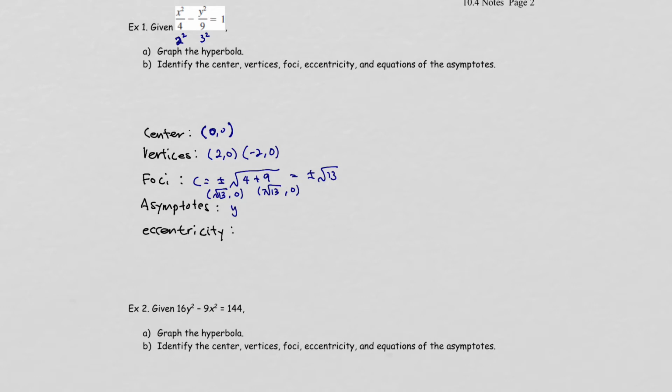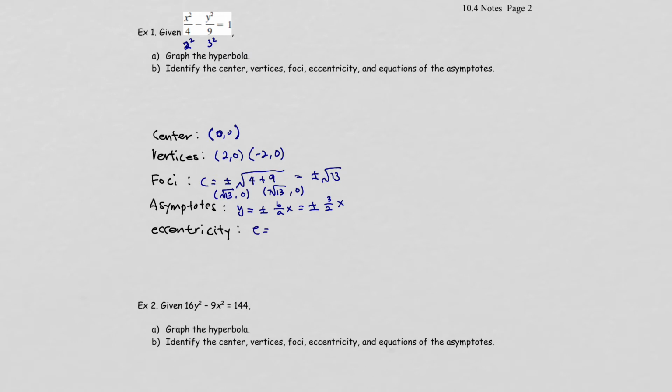Asymptote will be using the formula. So your B is going to be 3, your A is 2. Eccentricity is also going to be your formula. Your C is square root of 13, and your A is 2. If you want to get a decimal, it will be somewhere close to 1.8.